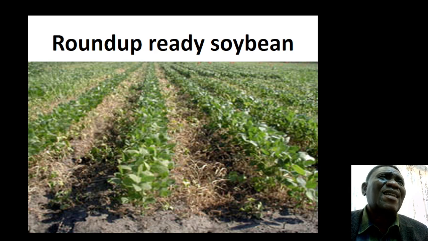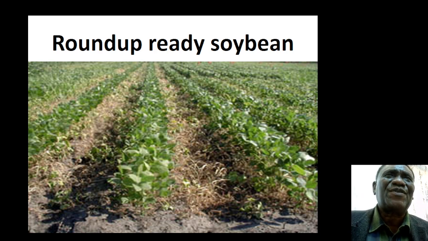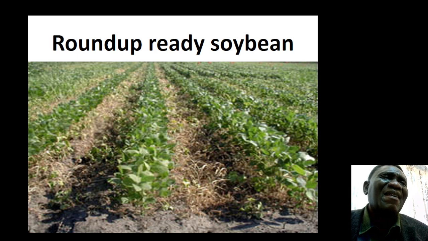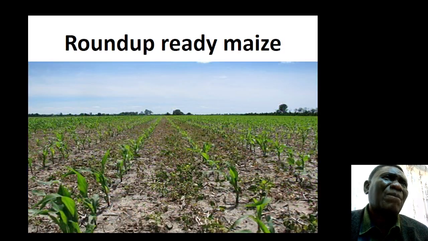Here we've got Roundup Ready soybean, where Roundup was used to kill weeds. But this was possible because of genetic engineering, making soybean resistant to the Roundup. Again, this was done in maize. This is like forcing selectivity by manipulating the maize plants.